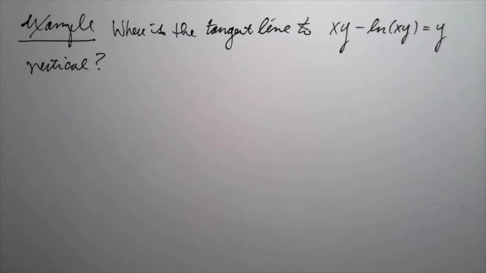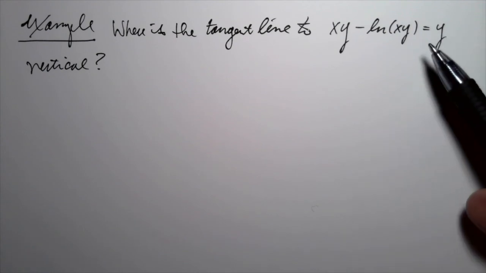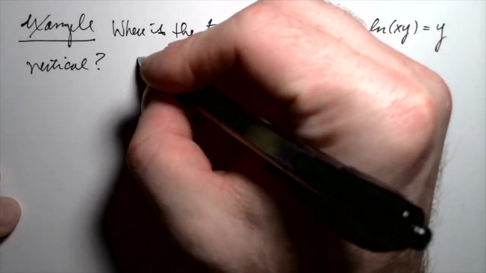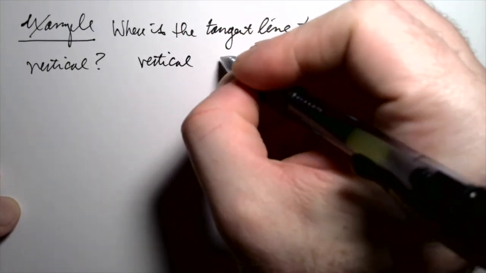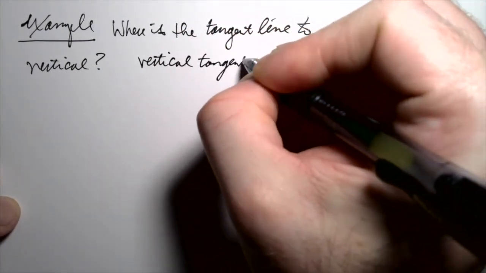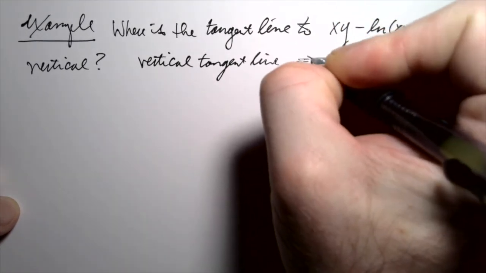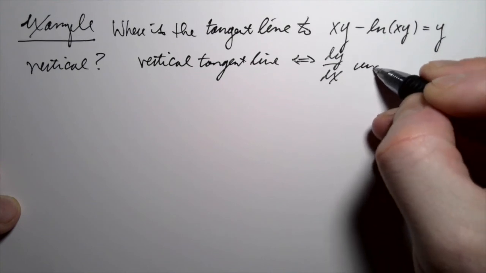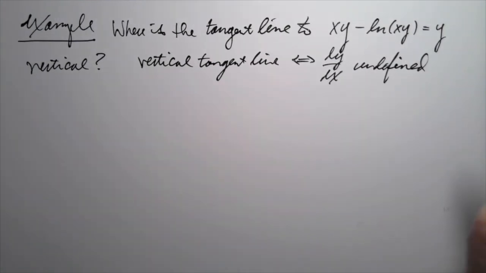In this problem, we're going to answer the question: where is the tangent line to the graph of this equation, xy minus the natural log of xy equals y, vertical? Where does this curve have a vertical tangent line? Okay, so remember, a vertical tangent line happens exactly when the derivative is undefined because of a division by zero issue. So that's what we're going to be looking for.